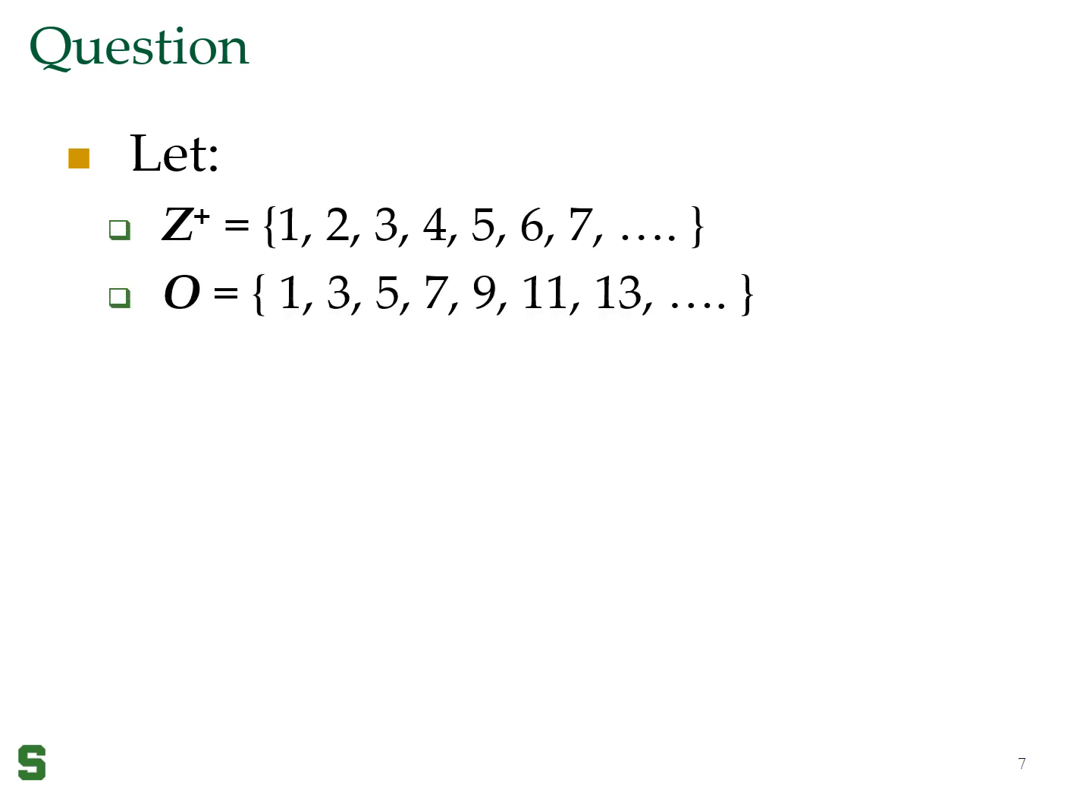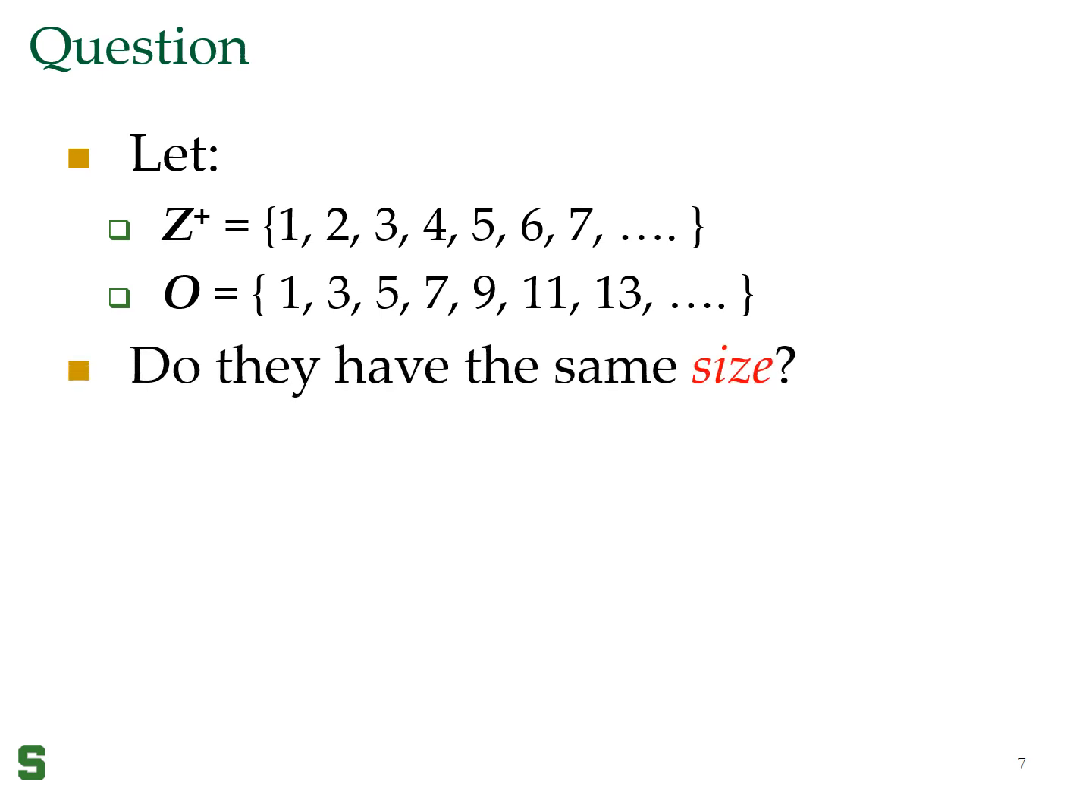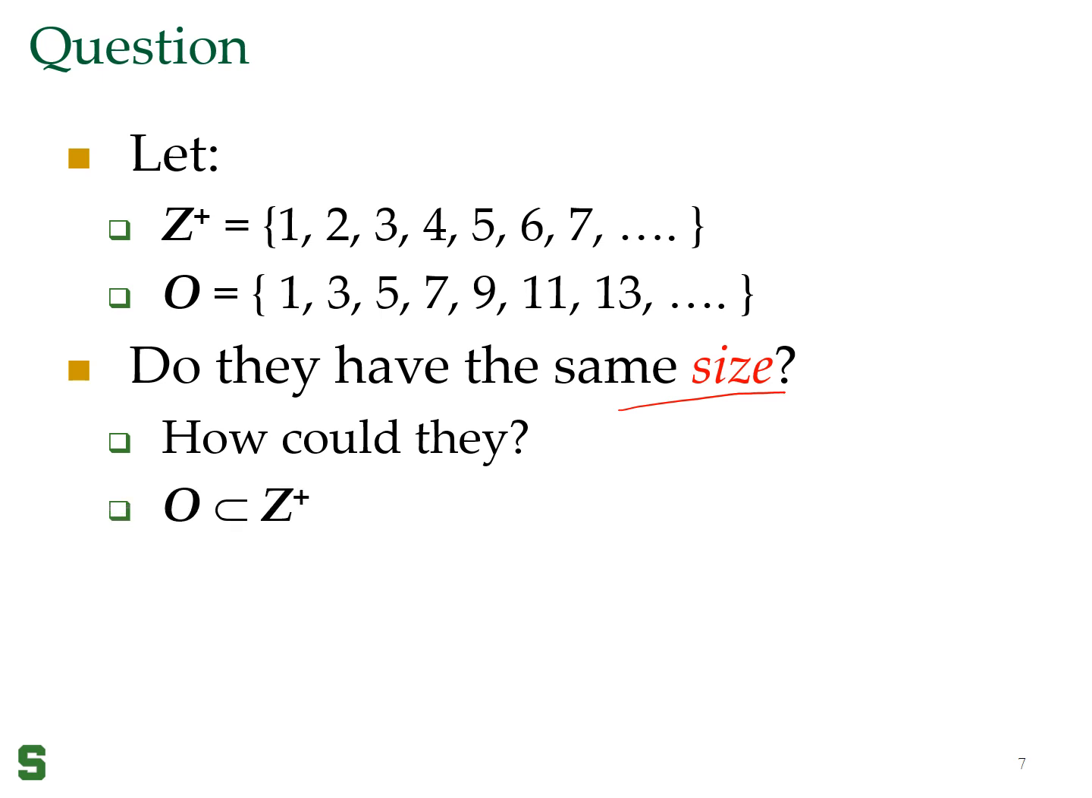So let's look at this question. Do the sets Z plus and O have the same cardinality? Z plus is the set of positive integers. O is the set of all odd positive integers. Now we want to know whether they have the same size, and at one level we can answer it by saying how could they have the same size if one is a strict subset of the other. Now what we're going to look at is that they in fact have the same size.